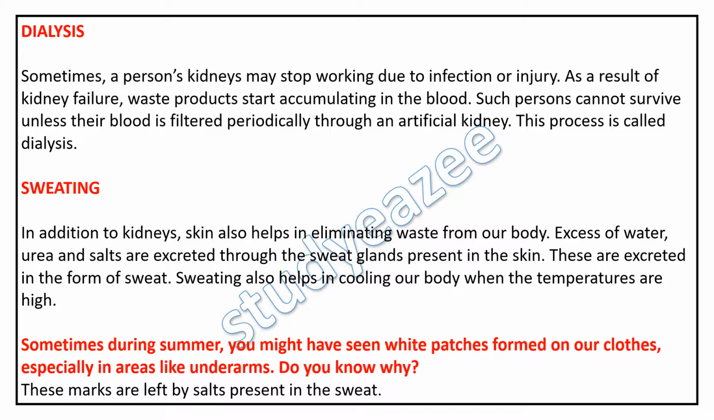Sweating. In addition to kidneys, skin also helps in eliminating waste from our body. Excess of water, urea and salts are excreted through the sweat glands present in the skin. These are excreted in the form of sweat. Sweating also helps in cooling our body when the temperatures are high. Sometimes during summer, you might have seen white patches formed on our clothes, especially in areas like underarms. Do you know why? These marks are left by salts present in the sweat.